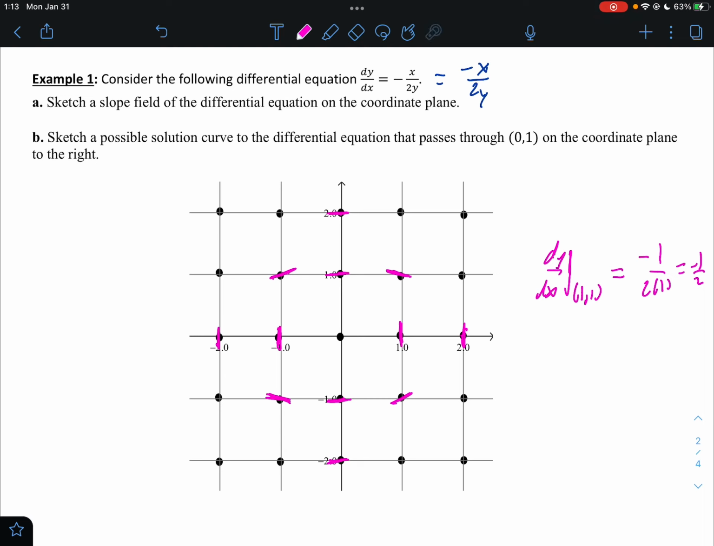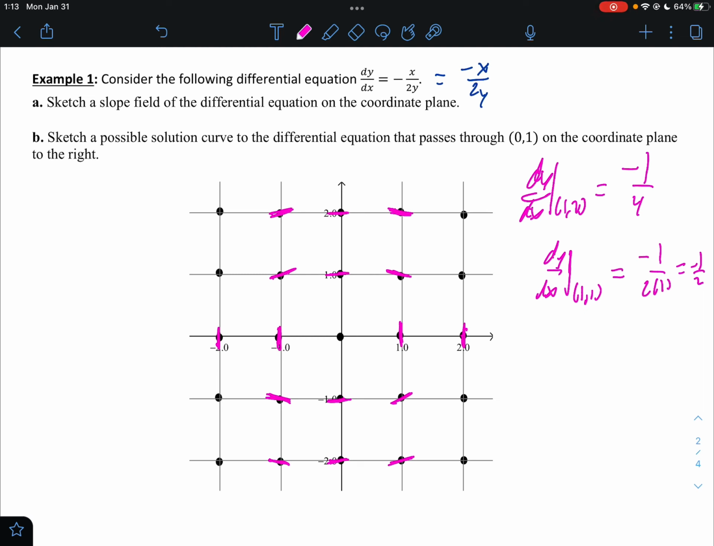Now let's go to 1, 2. So dy/dx at 1, 2 would be negative 1 over 2 times 2, or 4, so negative 1/4. Okay, so that is something like that. And again, these points are all going to be similar to those, with slopes of negative 1/4 or positive 1/4.